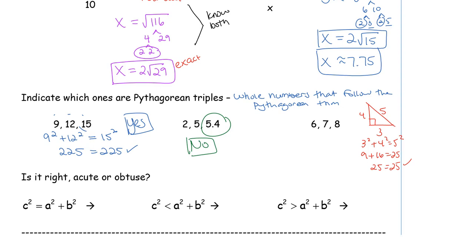Let's check our last one here. We've got 8 as our hypotenuse because the hypotenuse is always the biggest side. So 6 squared plus 7 squared, is that equal to 8 squared? When we go to our calculator, 6 squared plus 7 squared is going to give us 85. 8 squared is 64. That is not equal, which means it does not follow the Pythagorean theorem. If it doesn't follow the Pythagorean theorem, then it's not going to be a Pythagorean triple.